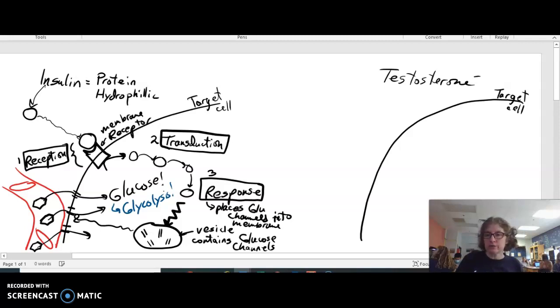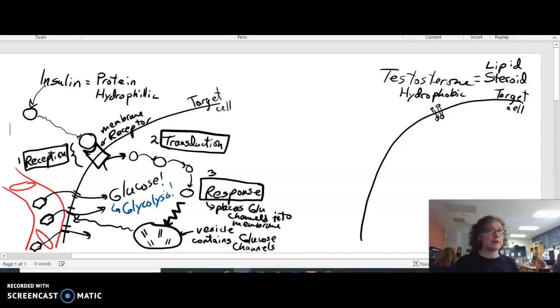So testosterone is not made of protein. What's it made of? It's in the lipid group, yes. And specifically, it's called a steroid hormone. And would it like water or not? No, this is a hydrophobic molecule. Now remember that this membrane is made of phospholipids, and phospholipids are also hydrophobic.